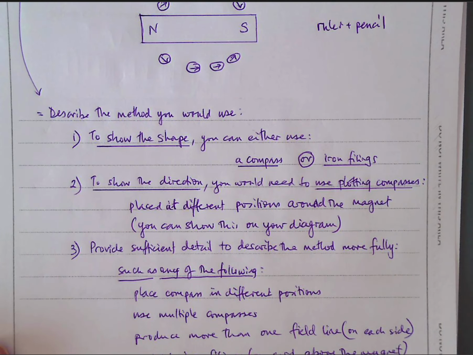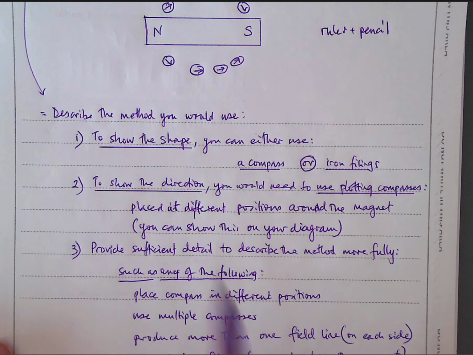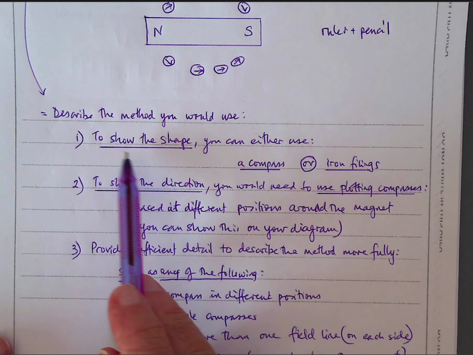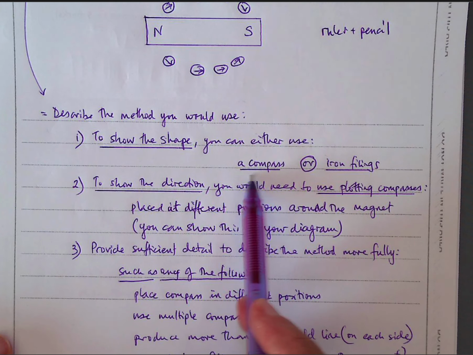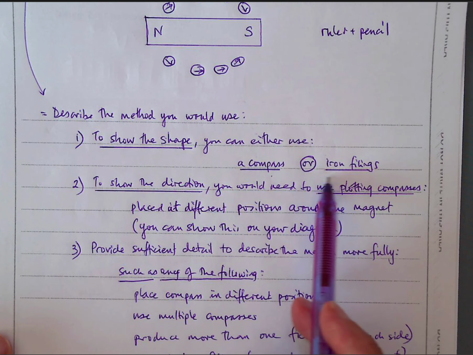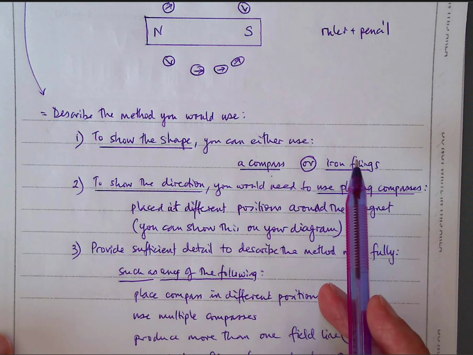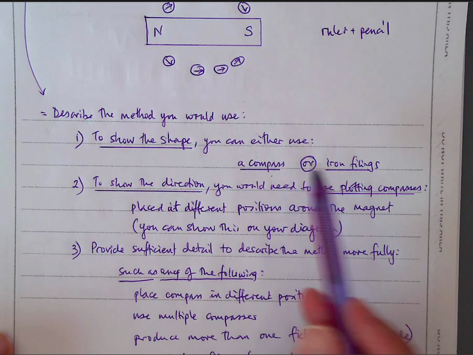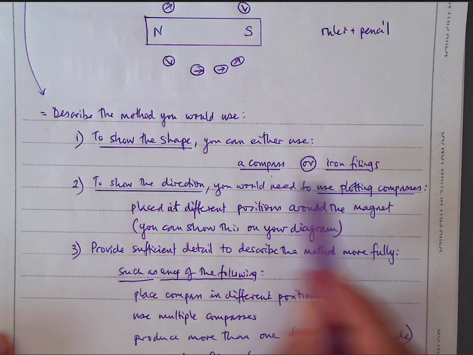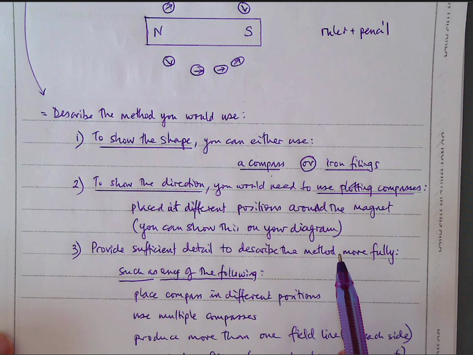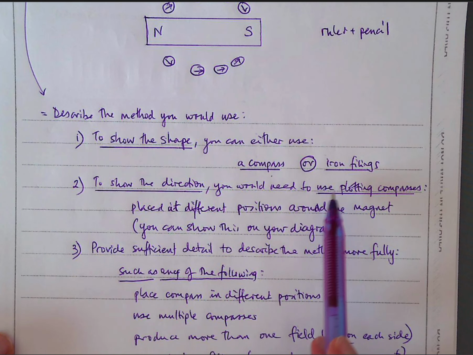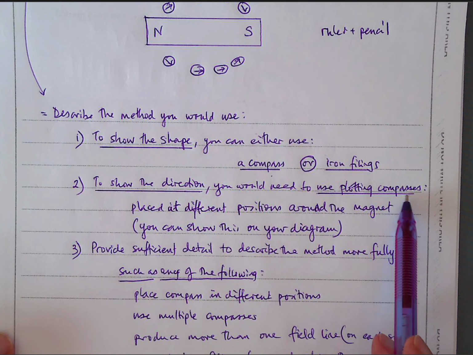So, describing the method you would use to show the shape. You can either use a compass, or you can use iron filings, which are tiny bits of iron, basically filed down bits of iron. As long as you use one of those, you'd be able to get the shape. But to get the direction, you would need to use compasses.